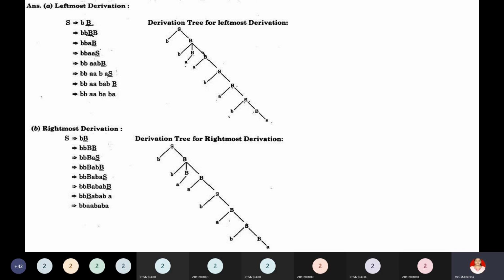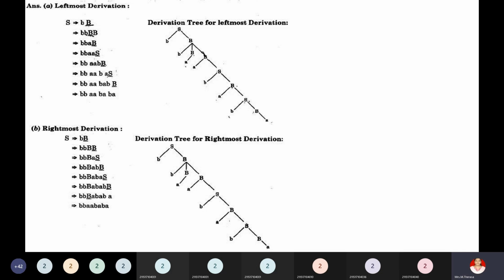So what is the yield of the tree? Yield of the tree is BBAA, BBBA. So look at here, BBAA, BA, BA. So the next is rightmost derivation.